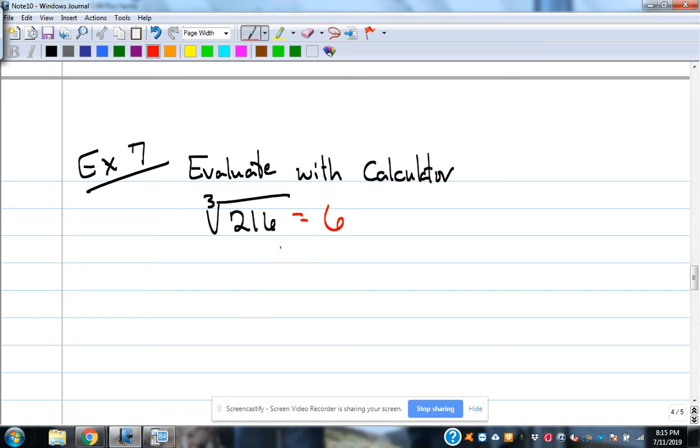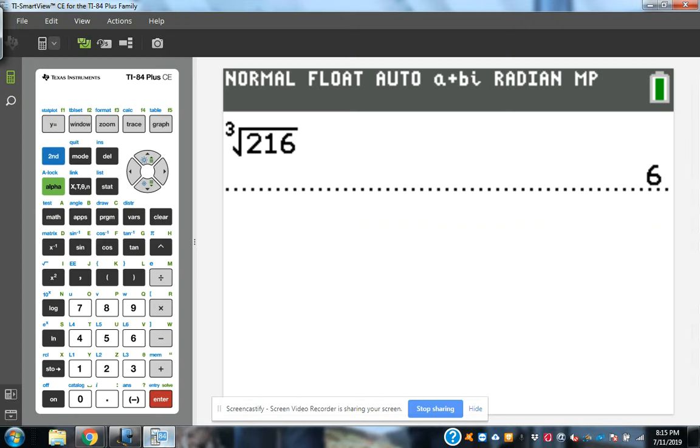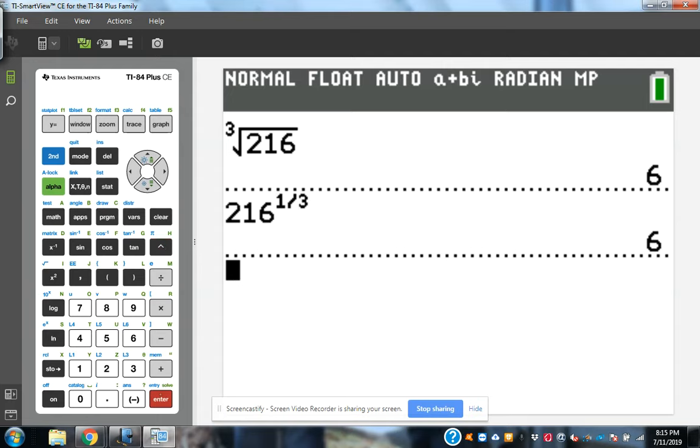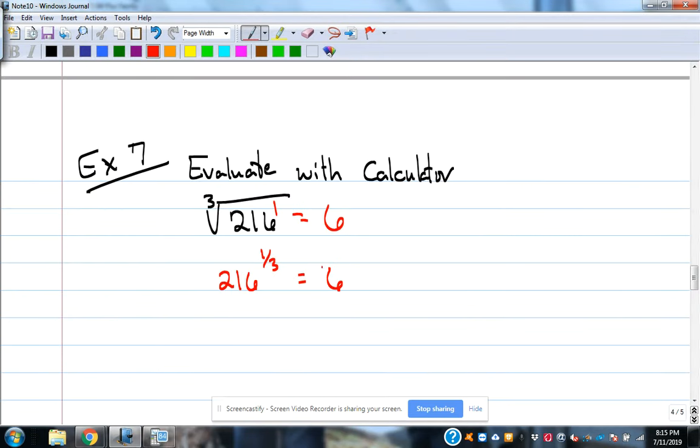Another way to do that is to think about this in terms of a rational exponent. That's 216 to the first power underneath the cube root, so it would be to the 1/3 power. With your calculator, you could type 216 raised to the 1 divided by 3, and there we get the same solution. It is exactly the same operation with your calculator. So 6 is that solution.